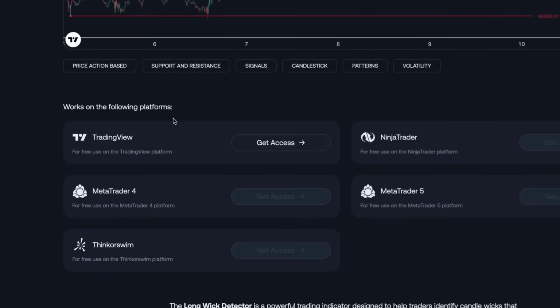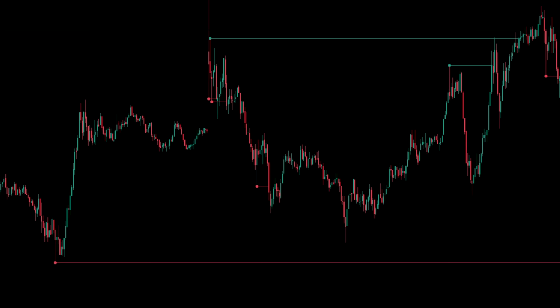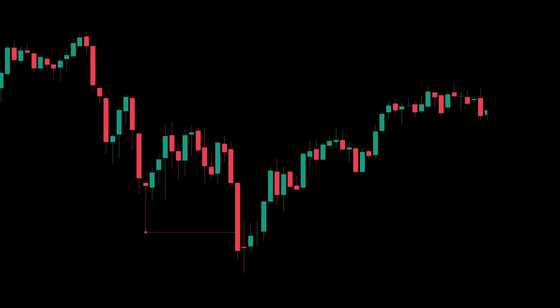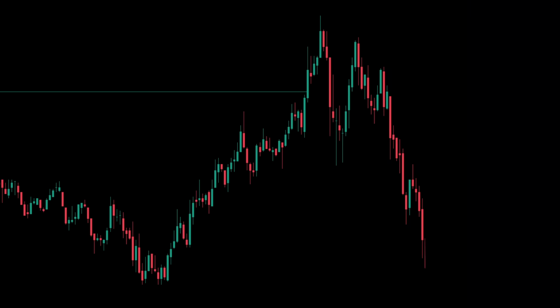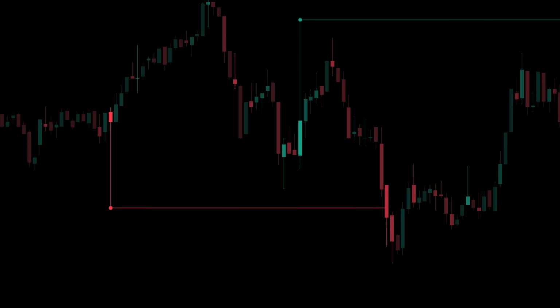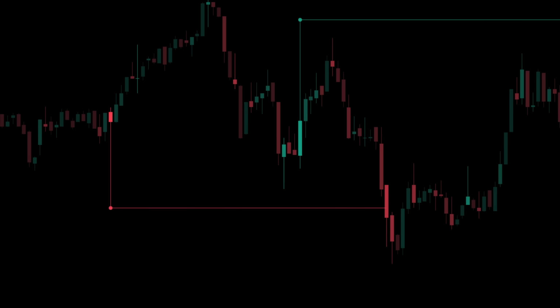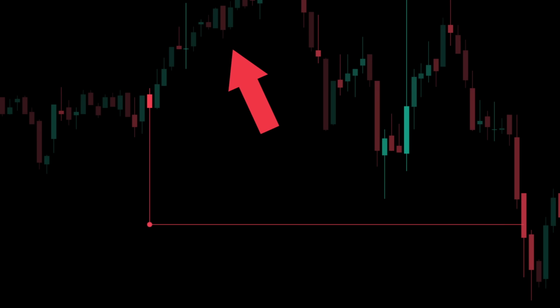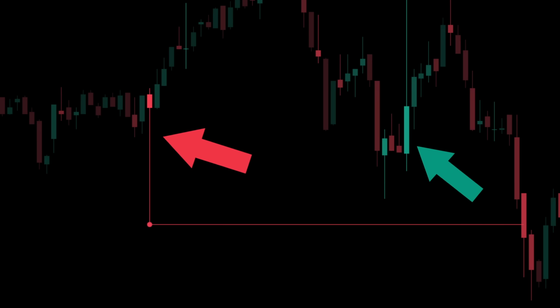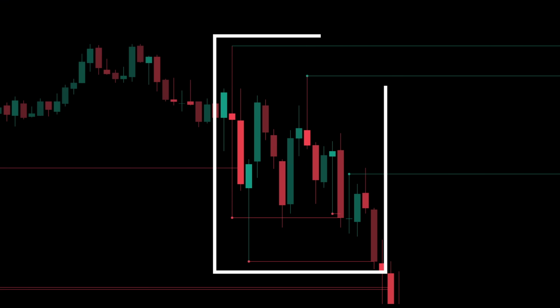When you first add the indicator to your chart, the most noticeable elements are the green and red horizontal lines stretching across the screen. Red lines mark significant bottom wicks, and green lines highlight major top wicks. You'll also see that the candles themselves look different. That's because, by default, the indicator uses something called wick-based transparency. This setting makes candles with smaller wicks appear more transparent, while candles with larger wicks stand out more clearly. It's a smart way to visually emphasize areas of volatility.